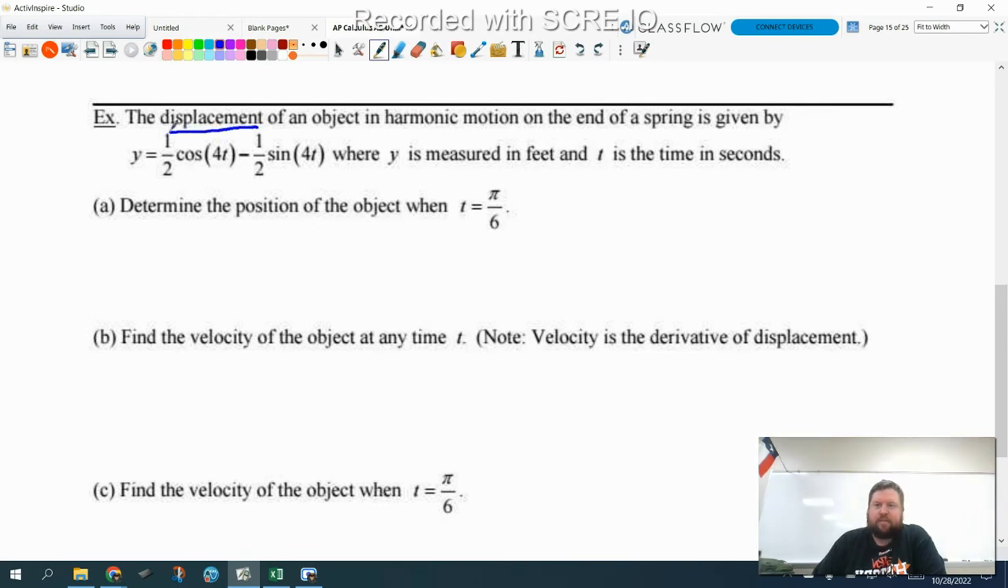So displacement is the same thing as position. So we will often refer to the position function. So sometimes problems call it the displacement function. Same thing. Those are synonyms for each other. All right, harmonic motion. This is something that you'll talk about a lot in your physics class. Just a brief explanation of what that is: harmonic means you're going back and forth.